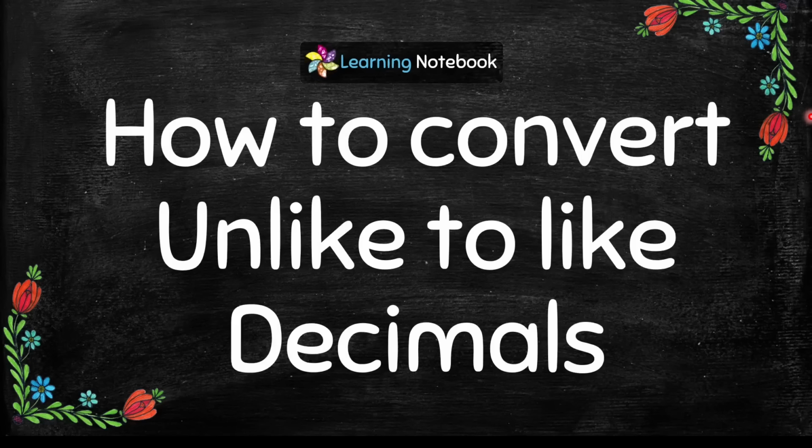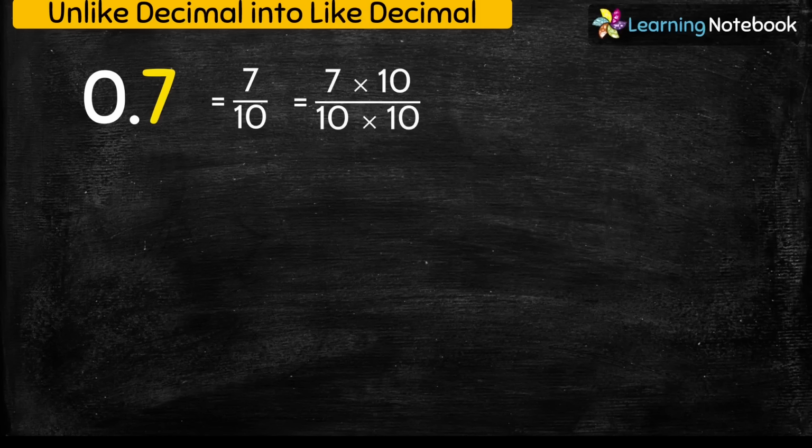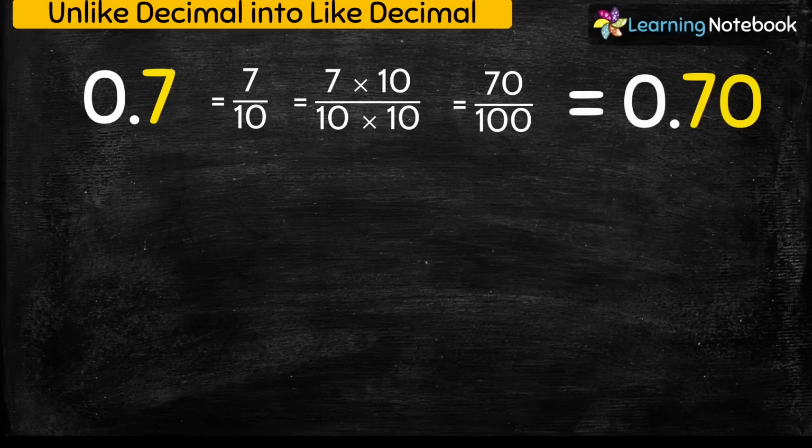Now our next topic is how to convert unlike decimals to like decimals. Let's take a decimal number 0.7, which is equal to 7 by 10. Now students, if we multiply both numerator and denominator by 10, we get 70 by 100, which is equal to 0.70. So it means 0.7 equals 0.70.